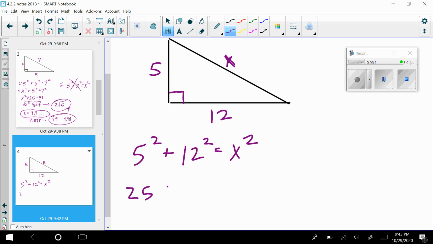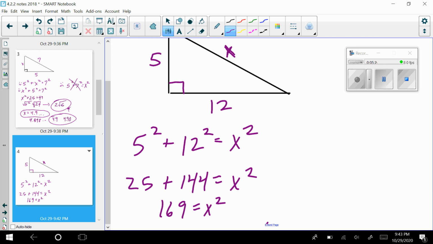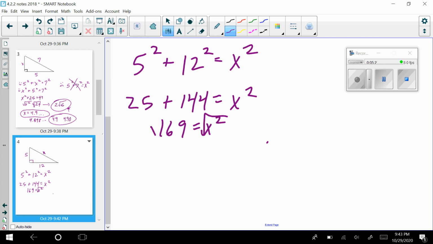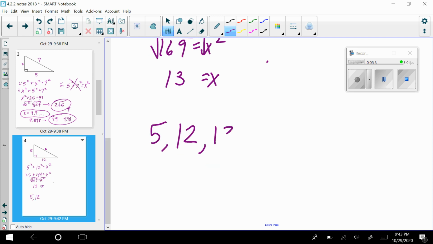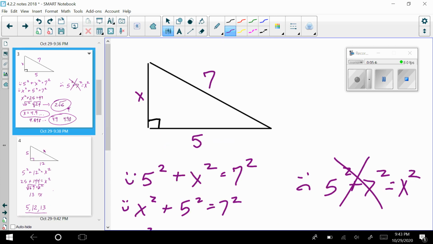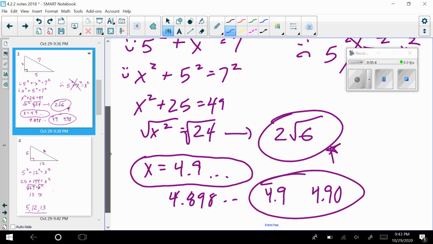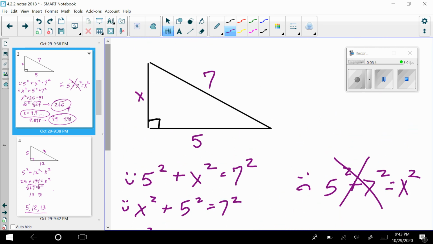Okay, that's 25 plus 144 equals x squared. 169 equals x squared. And then when we square root both sides, we actually get a whole number here, x equals 13. This brings me to my next point, right? 5, 12, 13. Notice they're all whole numbers, okay? This is what's called a Pythagorean triple. There are other Pythagorean triples out there, but anytime we did not have that, we had 5, 7, and then 2 root 6, or a decimal, 4.9, blah, blah, blah.